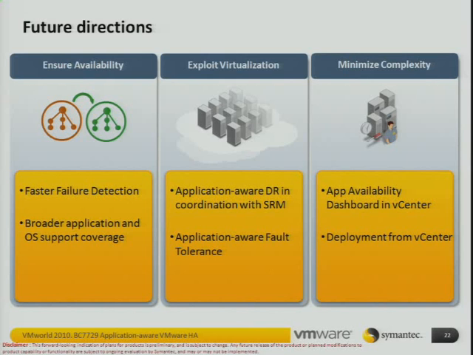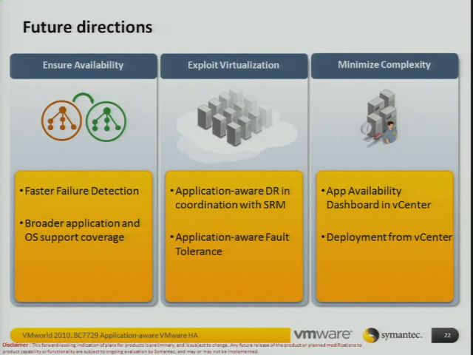We're going to expand the application and OS coverage in the next release. So we'll add SUSE, we'll add things like SharePoint, Enterprise Vault, etc. In the exploit virtualization bucket, just like we extended VMware HA with app awareness, we'll extend SRM as well as fault tolerance to become more application aware.